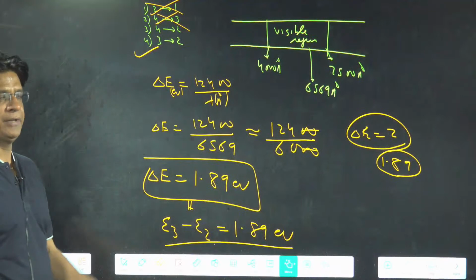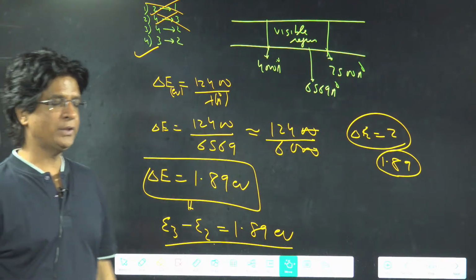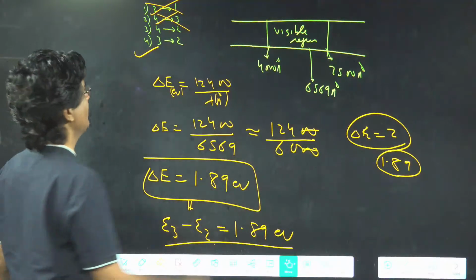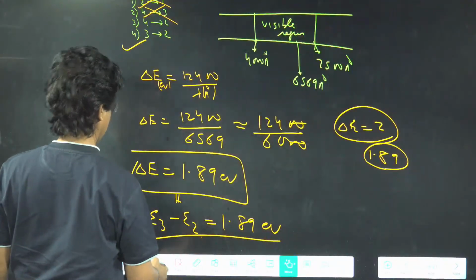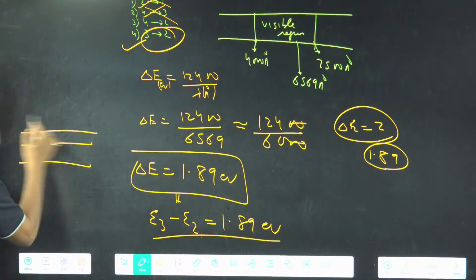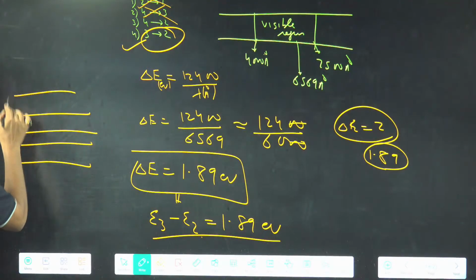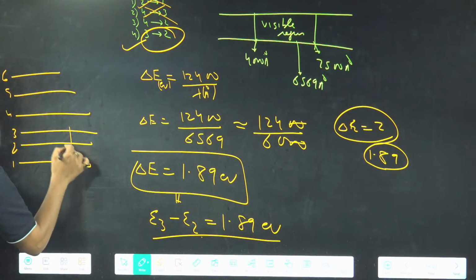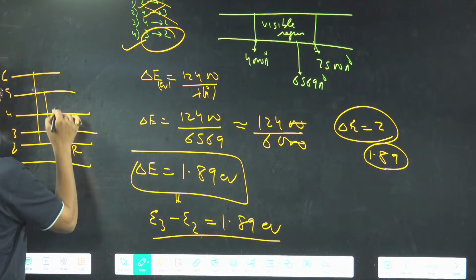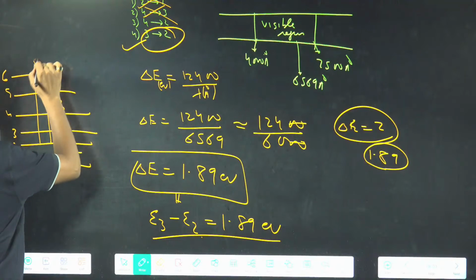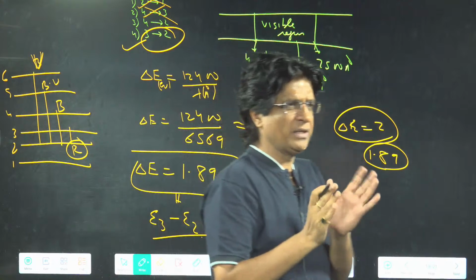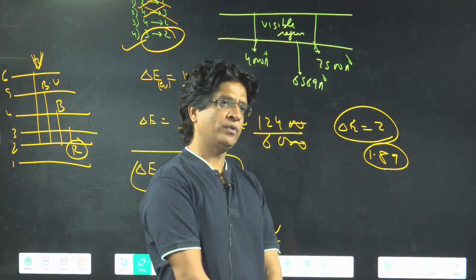3 to 2. And if I ask which color they are talking about? Come on, the first line. First line, 1, 2, 3, 4, 5, 6. So this will be the first line, second line, third line, fourth line in the Balmer series. This will be red, this will be blue, blue, violet. Yes or no? This must be the red line. They're talking about actually some shade of red color.